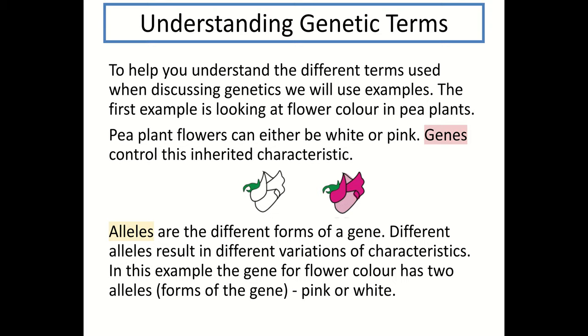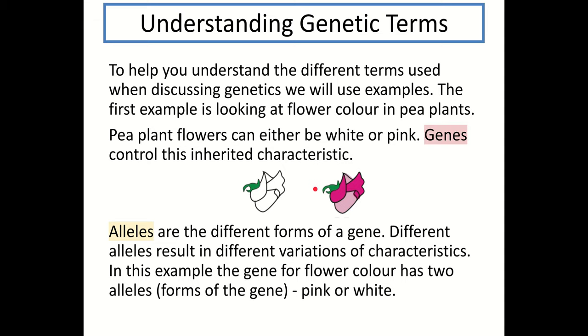The first example I'm going to use is pea plant flowers. So pea plant flowers can be either white in colour or pink in colour. Genes control this inherited characteristic. So our first new term is alleles. So alleles are different forms of a gene. Different alleles result in different variations of characteristics. So in this example, the gene is for flower colour, and this gene has two alleles or forms of the gene, pink and white.